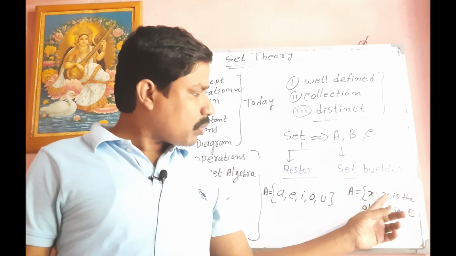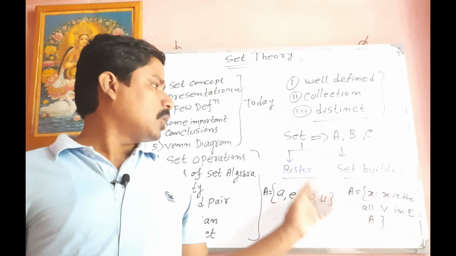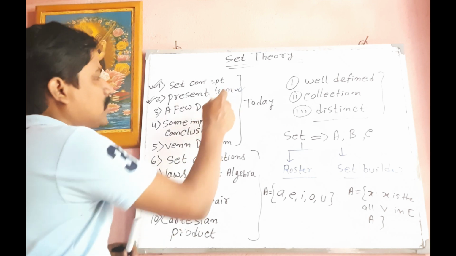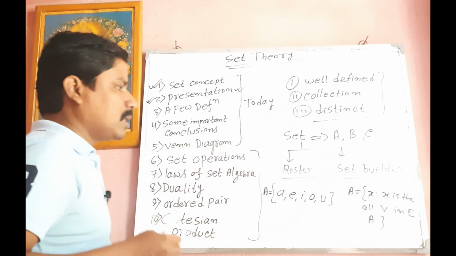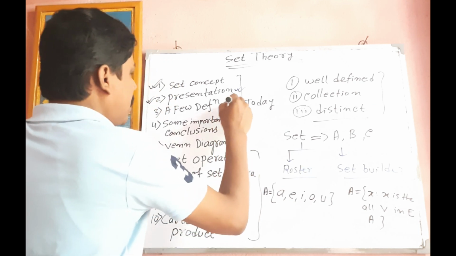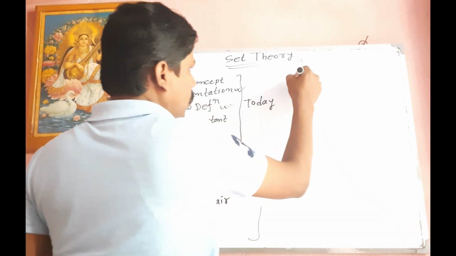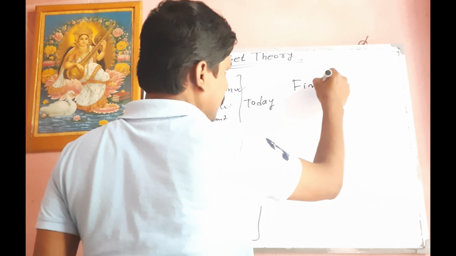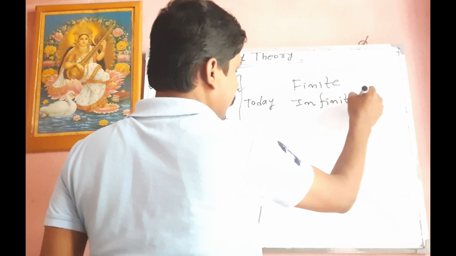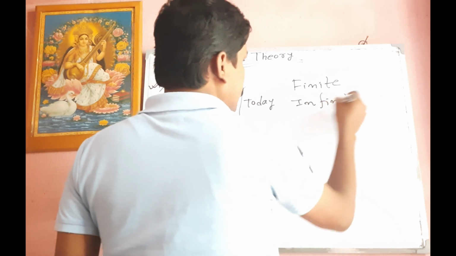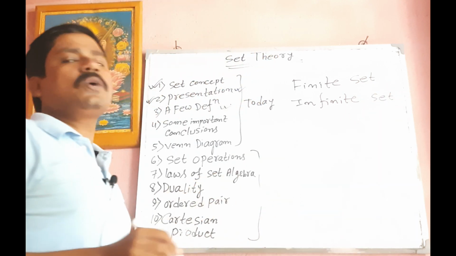And X, what is X? X is a vowel in the English alphabet. So in this representation of the set, we can see there are 2 types of representations, roster and set builder. Now we move to the next, that is a few definitions. In few definitions, we are discussing finite set, infinite set. What is a finite set?